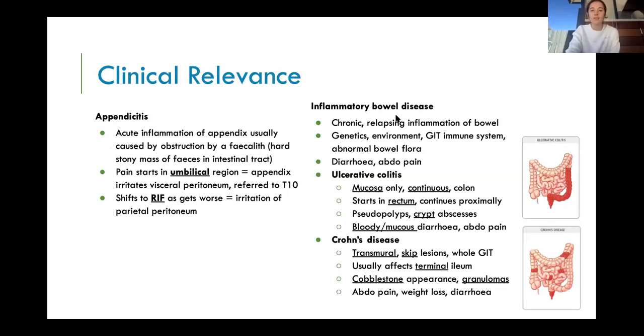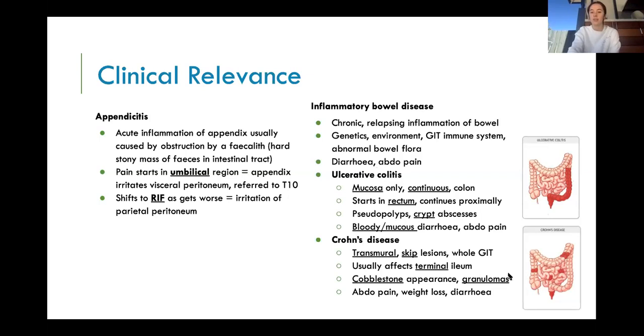And then inflammatory bowel disease. I don't know if they'd actually ask a question on it, but you learn more about it next year as well. Basically, this is inflammation of the bowel contributed by genetics and your environment. And you get diarrhea and abdo pain. There's two types: ulcerative colitis and Crohn's disease. Ulcerative is the mucosa only, and it's continuous inflammation starting from the rectum. So it starts here and moves up, and it's all one continuous line. And you're more likely to get bloody mucousy diarrhea because it's affecting the bit just before you defecate.